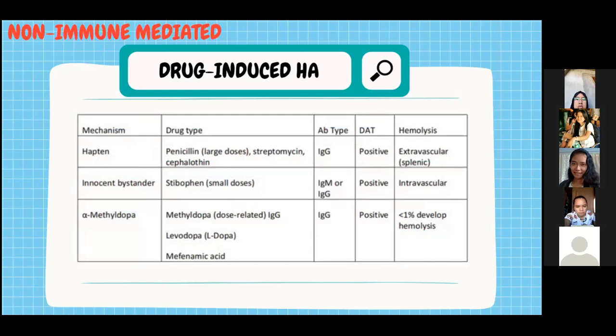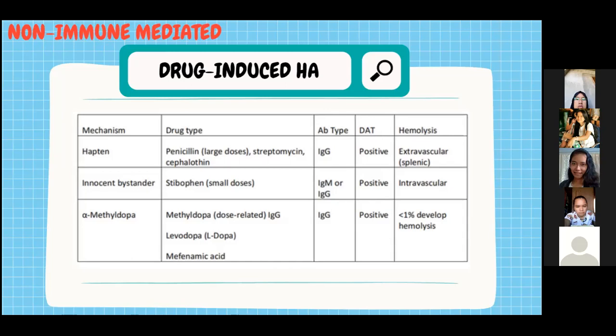we have here the mechanism, drug type, antibody type, DAT, or the direct antiglobulin test, and hemolysis. So earlier we discussed the Hapten mechanism. The drug type for this one is penicillin in large doses, and streptomycin and cephalothin. The antibody type is IgG, or immunoglobulin gamma, and the DAT is positive. And the hemolysis is extravascular. It is in the spleen.